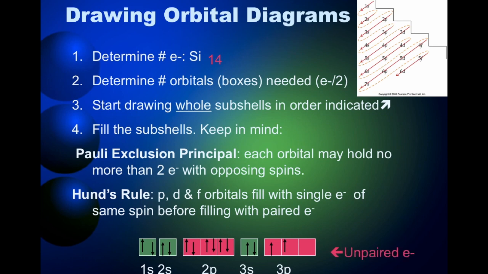All right, now when we have P, D, or F orbitals that are partly full, we have what's called unpaired electrons. And that's one good reason for drawing the orbital diagram, because this is something you can't see in the electron configuration. It turns out that this is an important consideration because unpaired electrons want to be paired, and these are the ones that often react to form compounds.